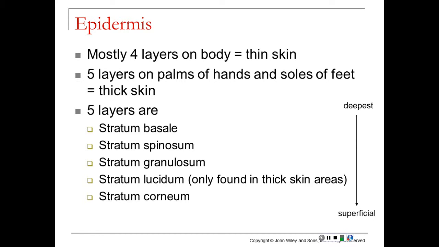The 5 layers, starting with the deepest layer, are the Stratum Basale, the Stratum Spinosum, Stratum Granulosum. The Stratum Lucidum is only in those thick skin areas, and the very top layer of the layer that you see is called the Stratum Corneum. That's the most superficial layer.